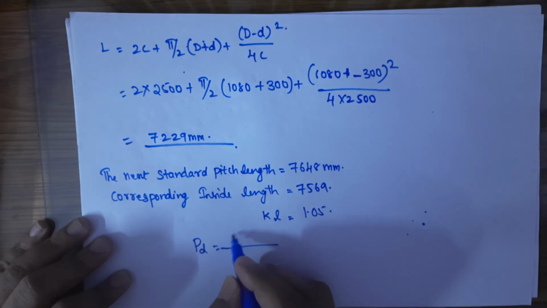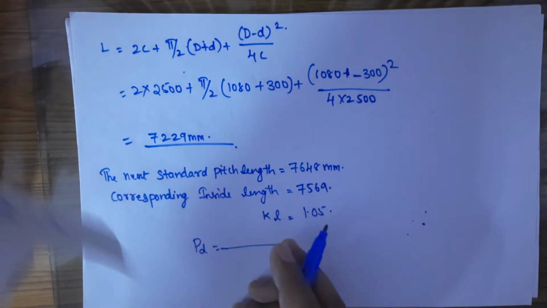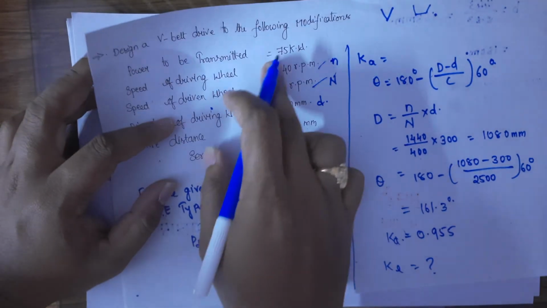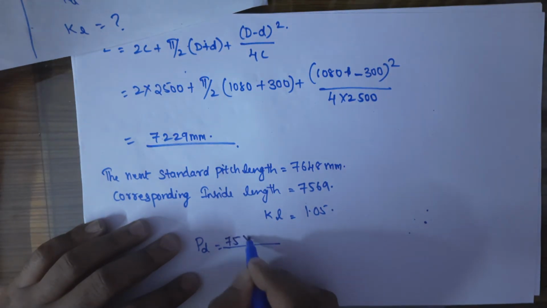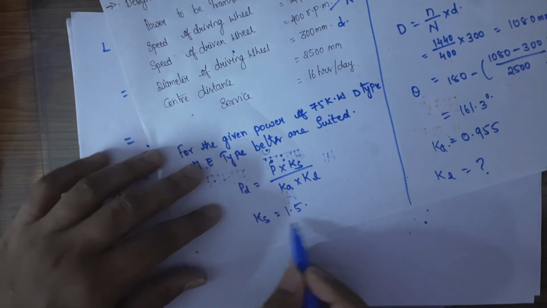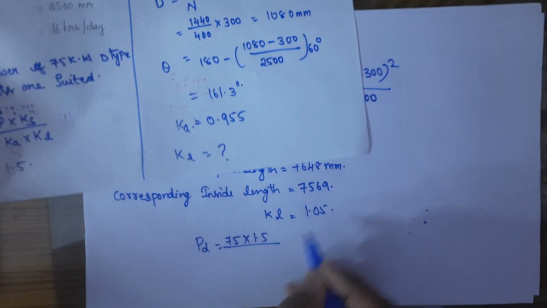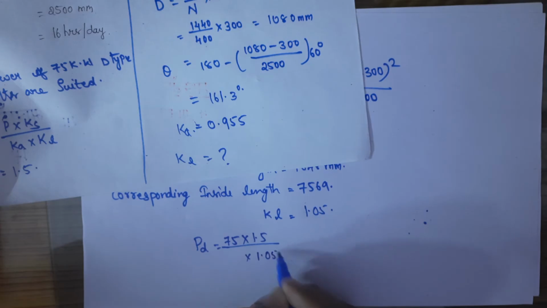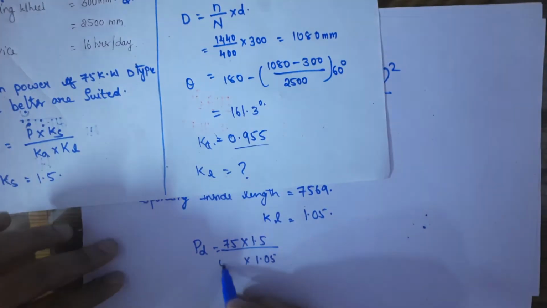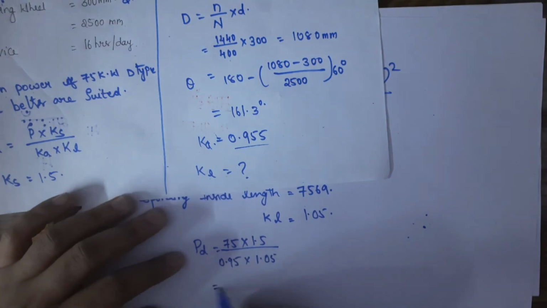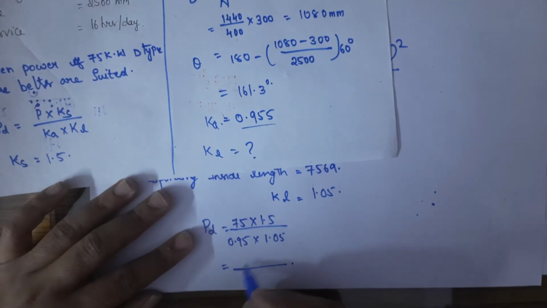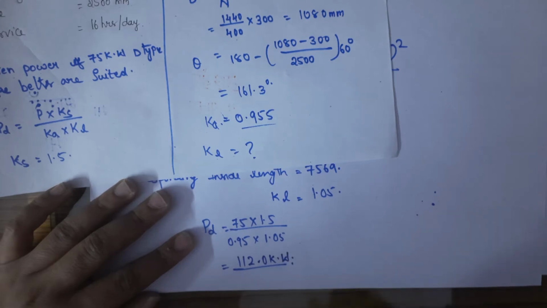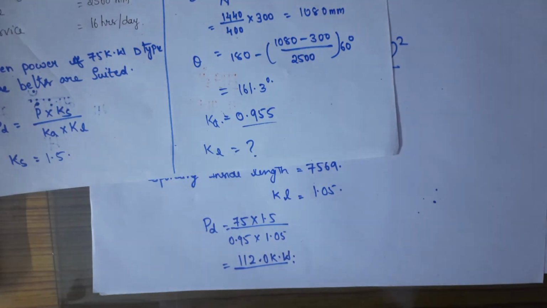The power that is given in the question is 75 kilowatts. 75 into Ks value 1.5, KL value 1.05, Ka value 0.95. So I am going to get the design power value. I have got an answer of 112.0 kilowatts. So this is the design power that I have got.